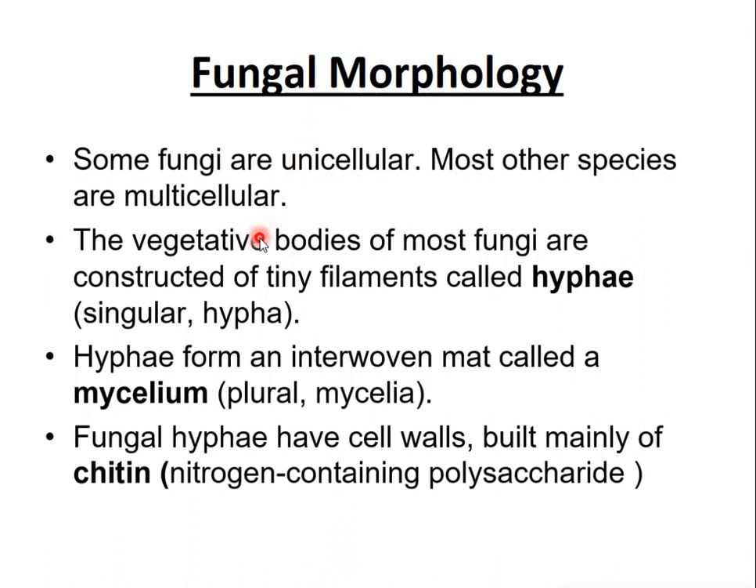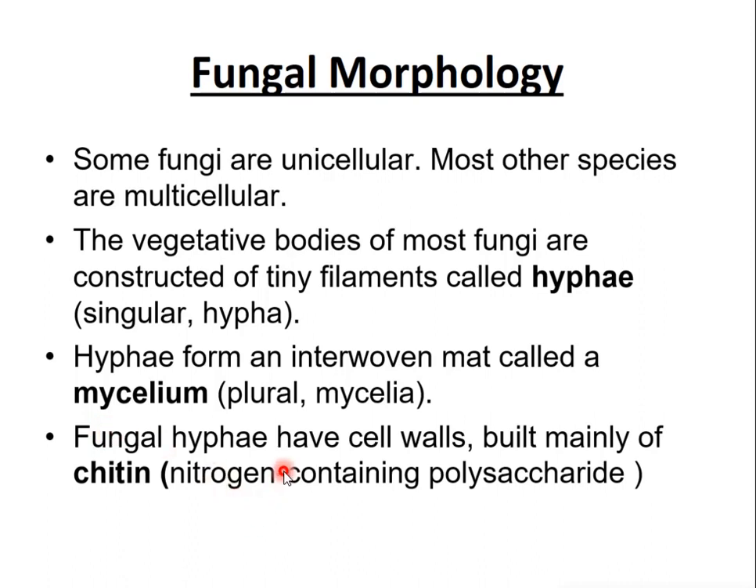Some characteristics related to fungi: some fungi are unicellular, but most other species are multicellular. Fungi have vegetative bodies constructed of tiny filaments called hyphae, or hypha. Hyphae form an interwoven mat called mycelium, and the fungal cell wall is made of chitin. This is how to differentiate fungi and plantae: in fungi the cell wall is built of chitin, as for plantae, the cell wall is composed of cellulose.